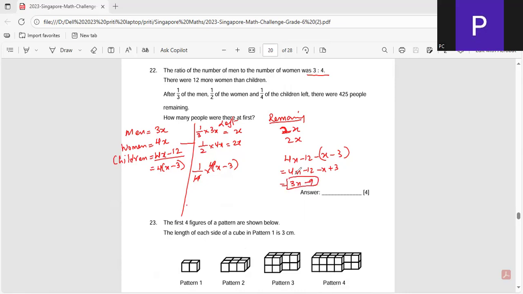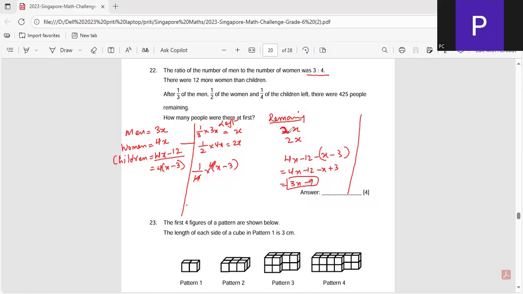So these are remaining. Now, the question says there were 425 people remaining. This adds up to 425. So we have 2x plus 2x plus 3x minus 9 is equal to 425. So 4x, so 7x minus 9 is equal to 425. Therefore, 7x equals 434. Therefore, x equals 434 over 7, which is 62. So x is 62.